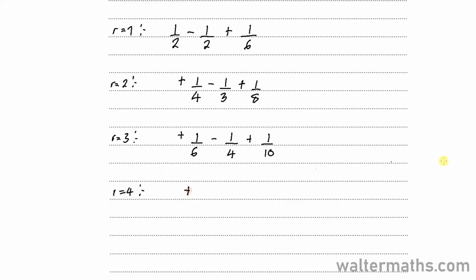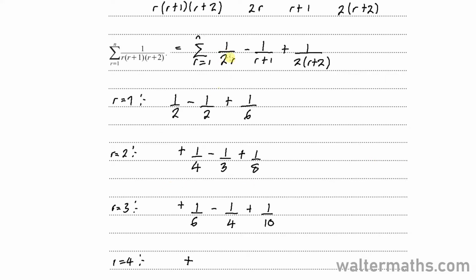So that's going to be plus and here it's going to be 1 over 2 of 4, so that's 1 over 8, and minus 1 over r plus 1 is going to be minus 1 over 4 plus 1, so minus 1 over 5, and it's plus 1 over 2 of 4 plus 2, which will give us 1 over 12. So I think we are good.